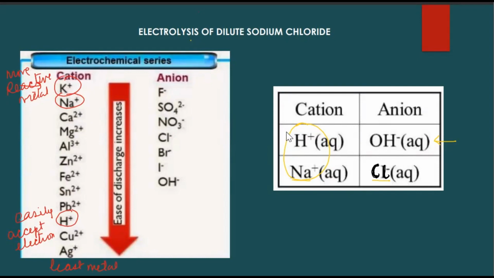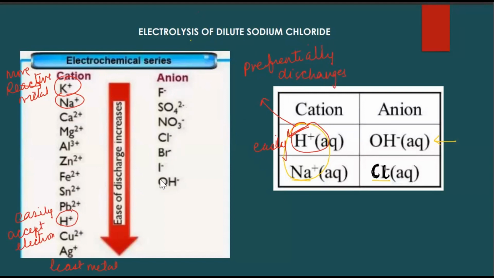So that means the hydrogen ion will be accepting the electrons easily. According to its position, the hydrogen ion will be preferentially discharged in comparison to the sodium ion. Similarly, we have the anions.